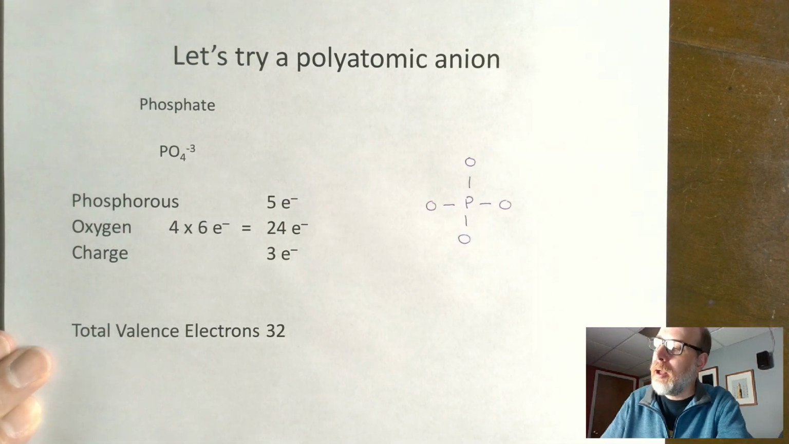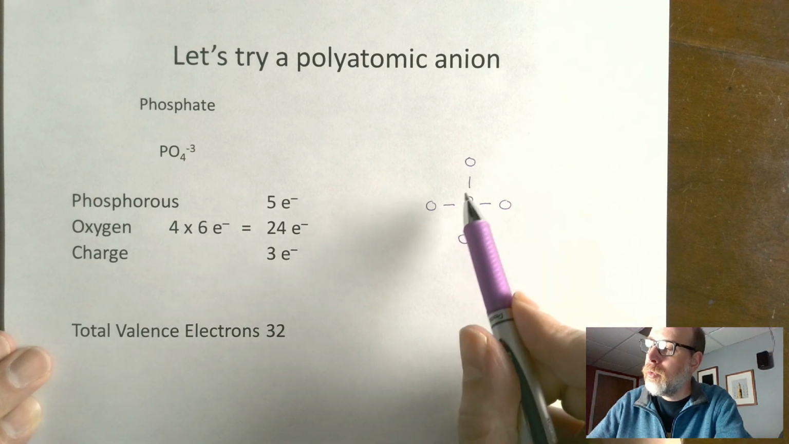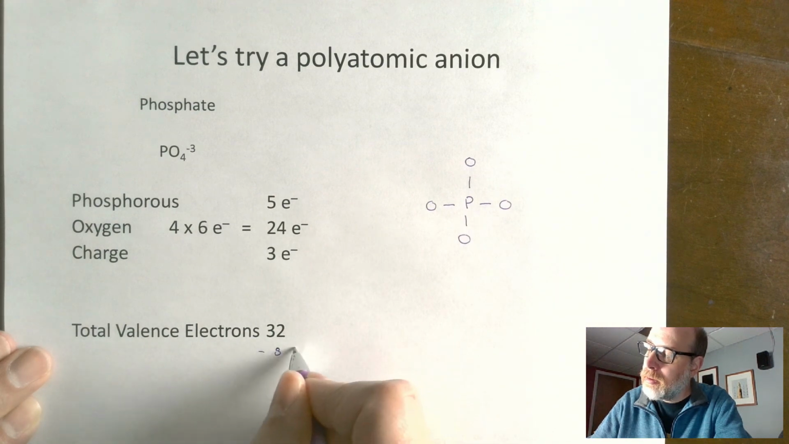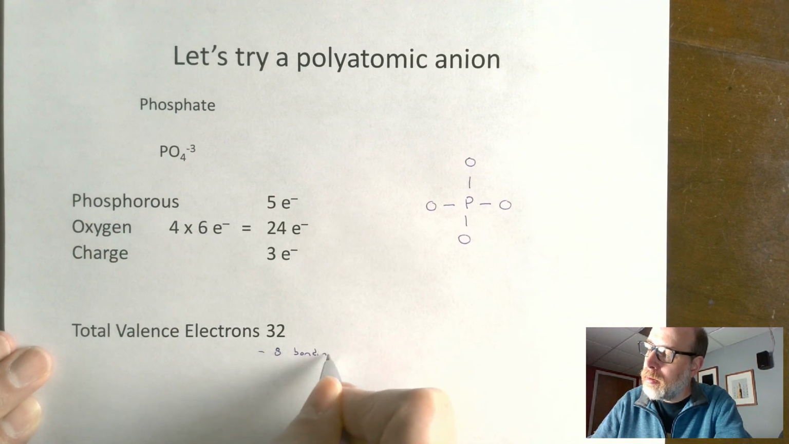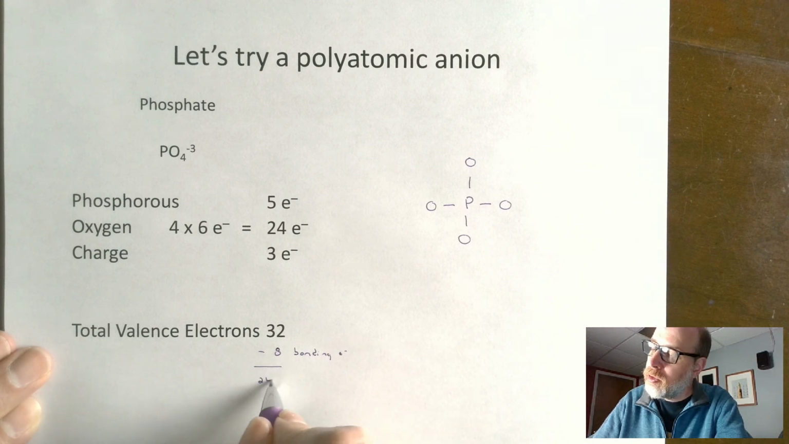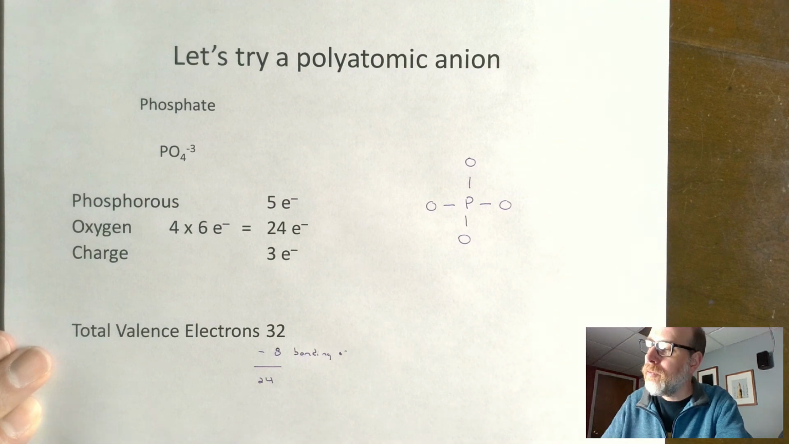So how many bonding electrons would that be? 2, 4, 6, 8. So 8 bonding electrons gives us 24 electrons left over.